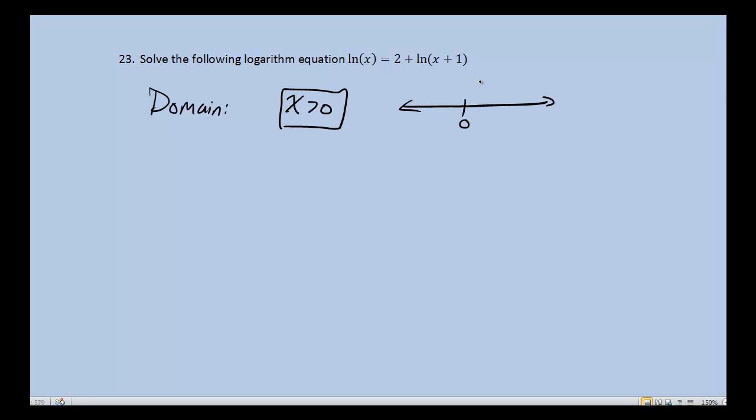We know that we have 0, and he's going to be off to the right like such. So any value that falls in here is a valid solution. So now what I want to do is get my logs on one side. I want to get my natural logs on one side.